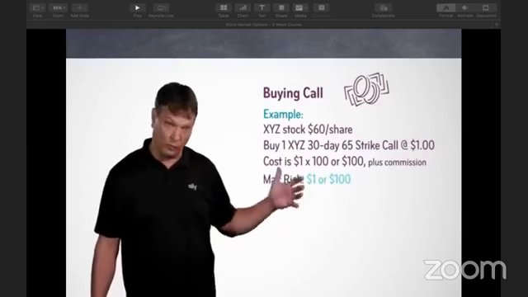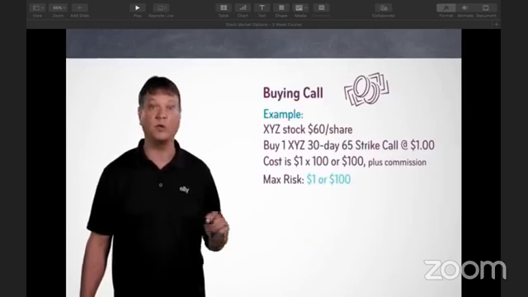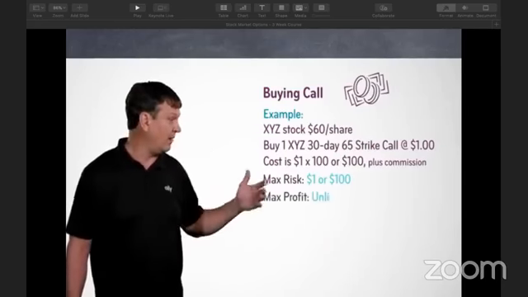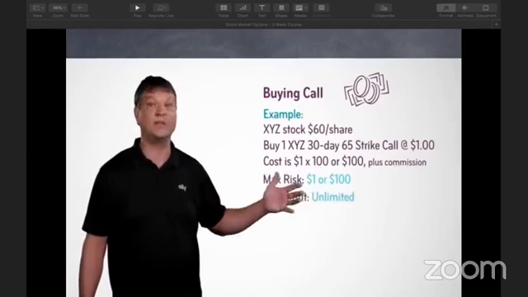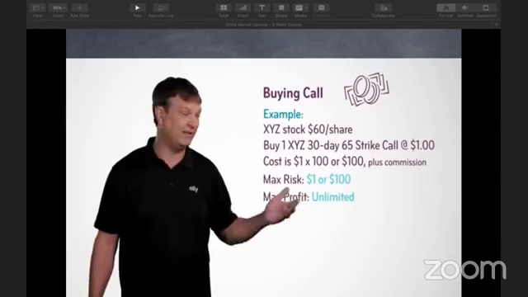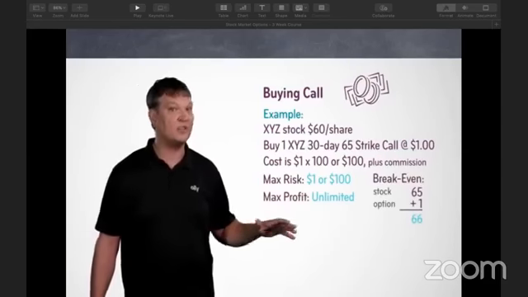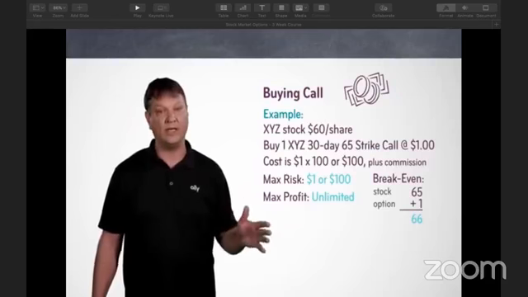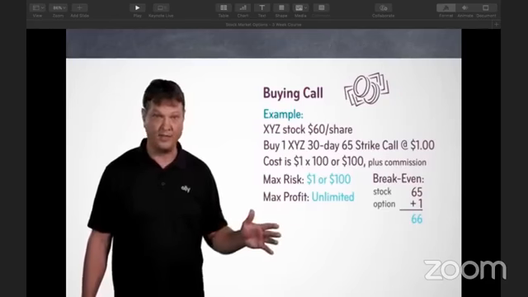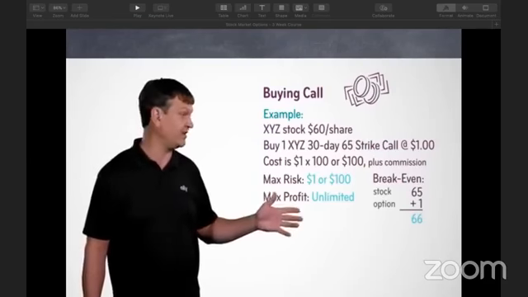Now our max risk will be that $1 if we only buy one option contract, or $100. Our max profit is unlimited on the upside. If the stock went to infinity, we would get infinity. Highly unlikely, but if it did, we'd have that type of upside. Our break even has changed quite a bit though. Our break even is our strike price plus the premium that we paid for the option contract, or $66 here in our example.